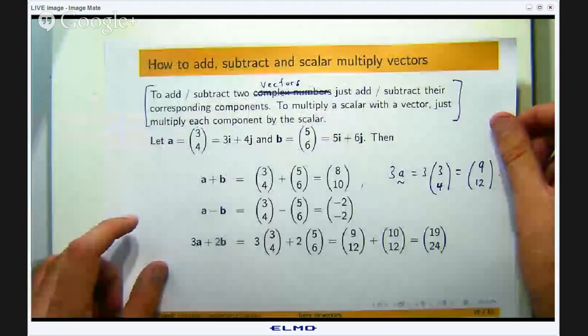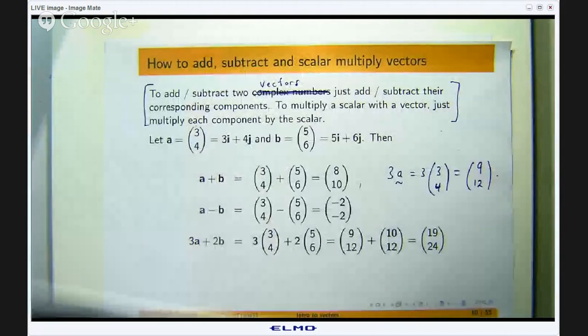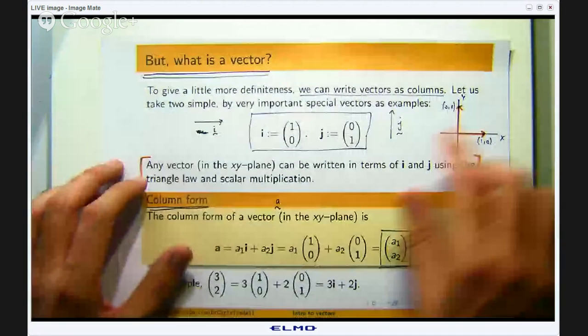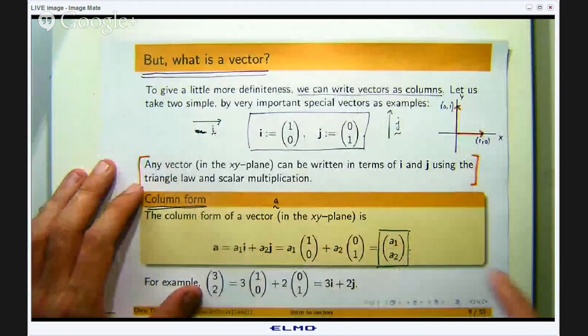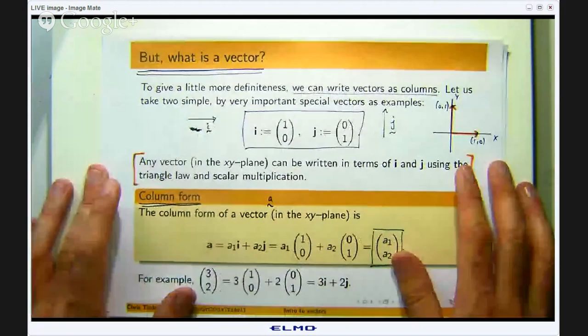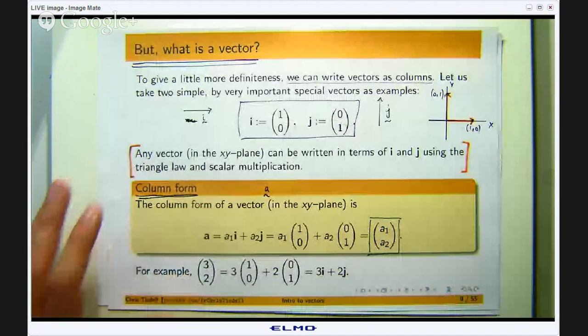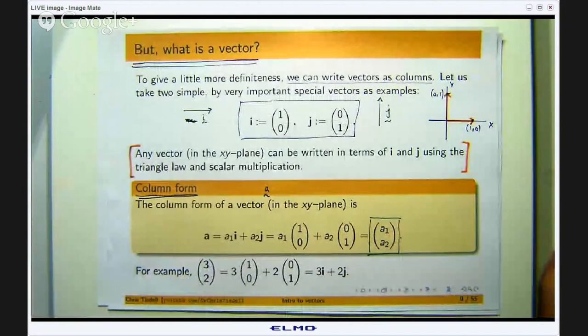Now, I wanted to come back to this claim in here: any vector in the xy plane can be written in terms of i and j using a triangle law and scalar multiplication. Okay, so I wanted to show you a little GeoGebra animation for that. Let me see if I can put that on.